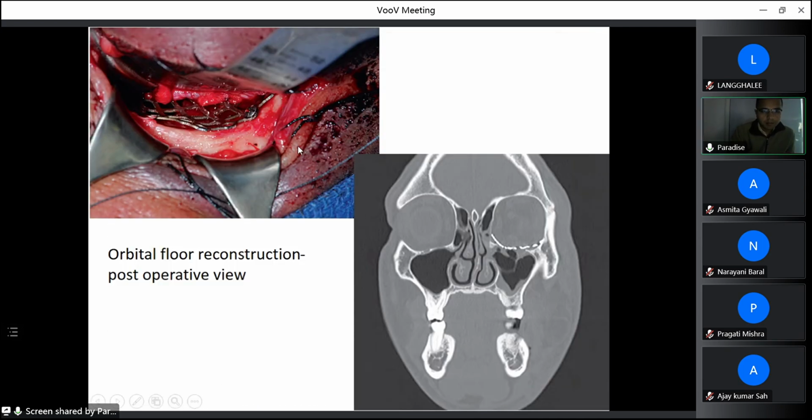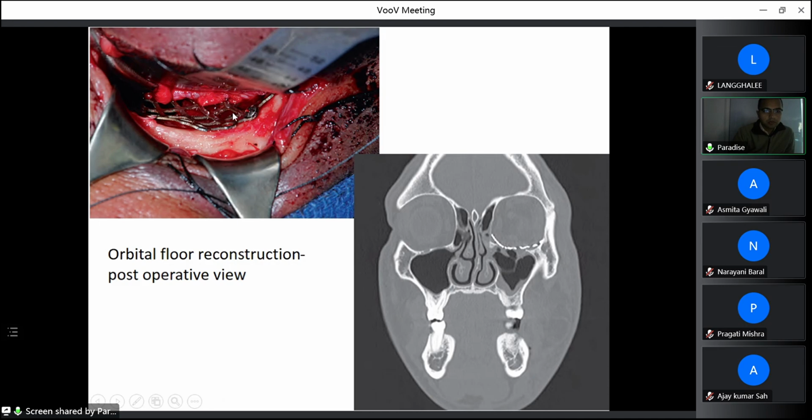This is the clinical picture. We have operated this case. It was a case of orbital floor fracture. So the orbital floor was fractured. All the orbital content was extruded into the maxillary sinus. The inferior rectus muscle was entrapped. There was diplopia.